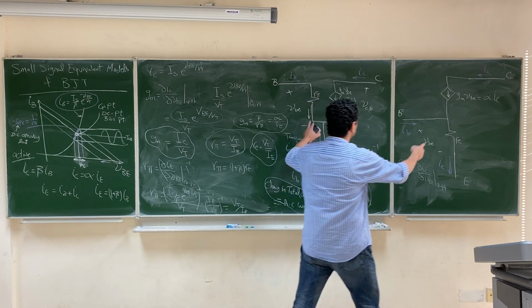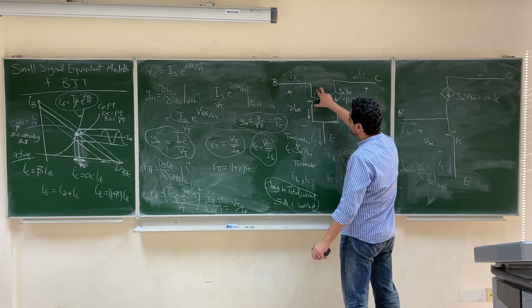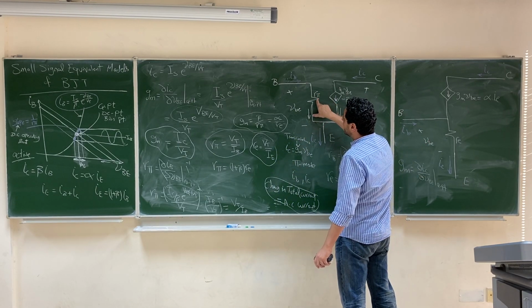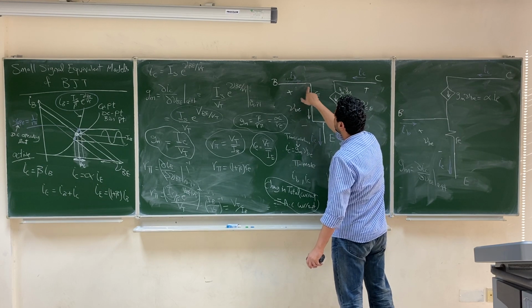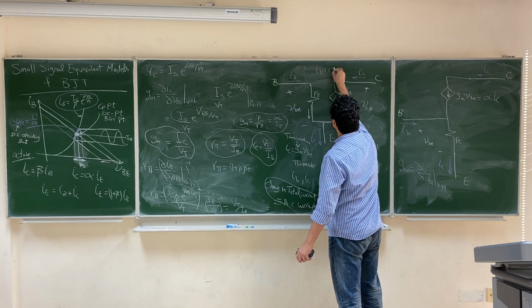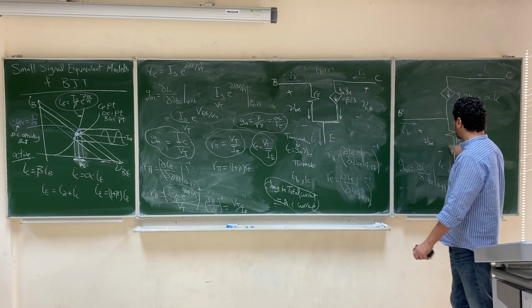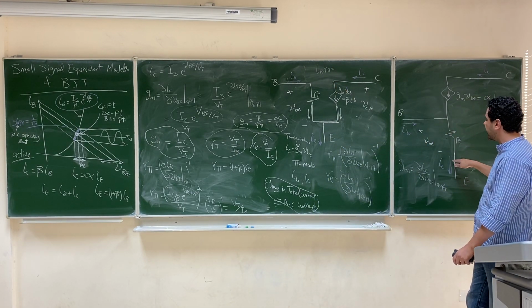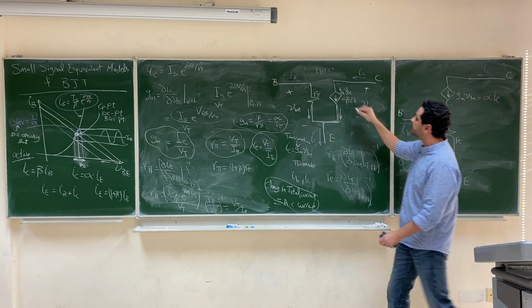You have to increase its value by 1 plus beta so that the total voltage remains the same. So here, in these two models, either you put a resistance here, R pi. In this case, R pi has a current I base, so the voltage will be I base R pi. Or you put the resistance RE in the emitter. And in this case, it has a voltage IE RE.